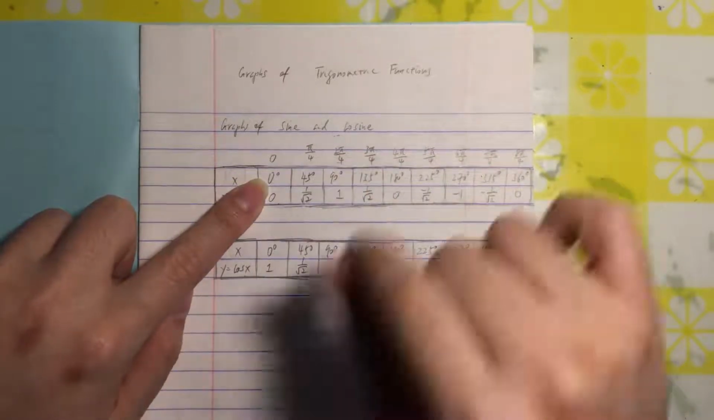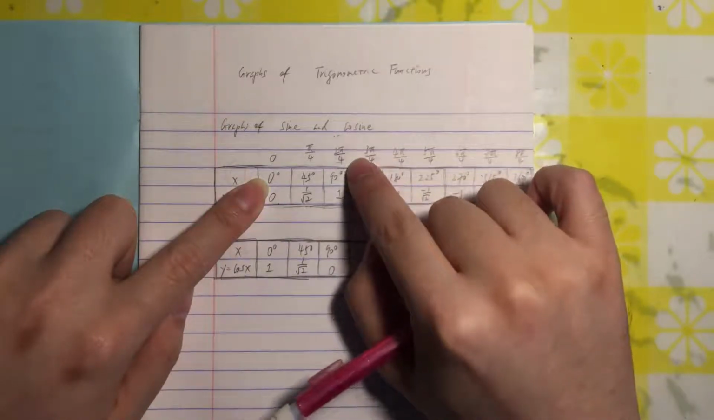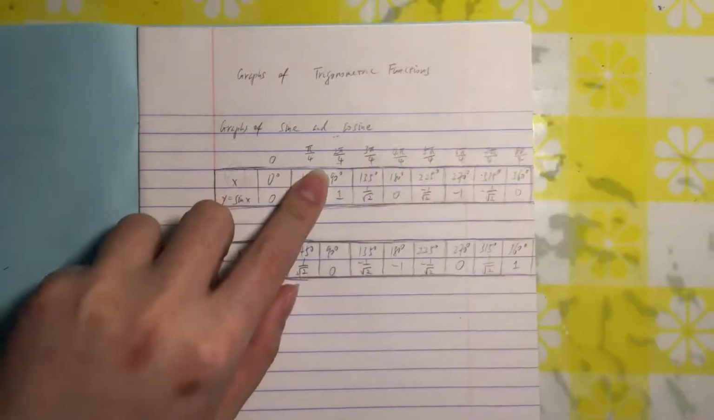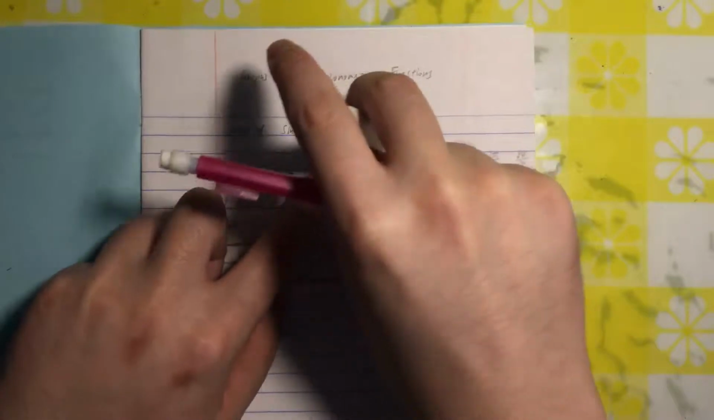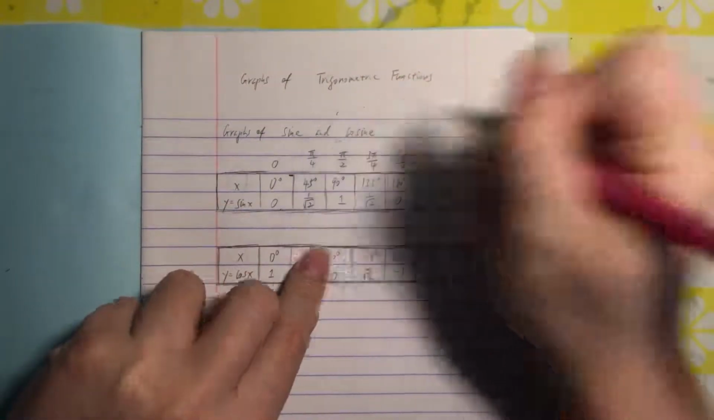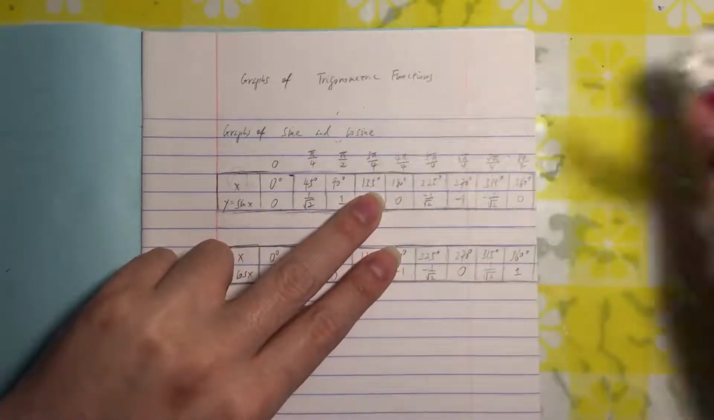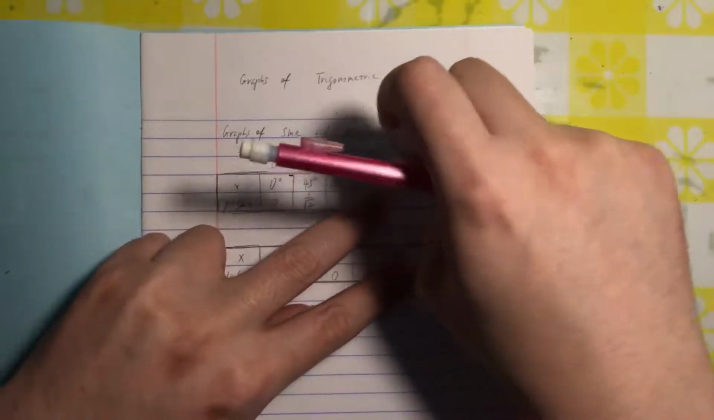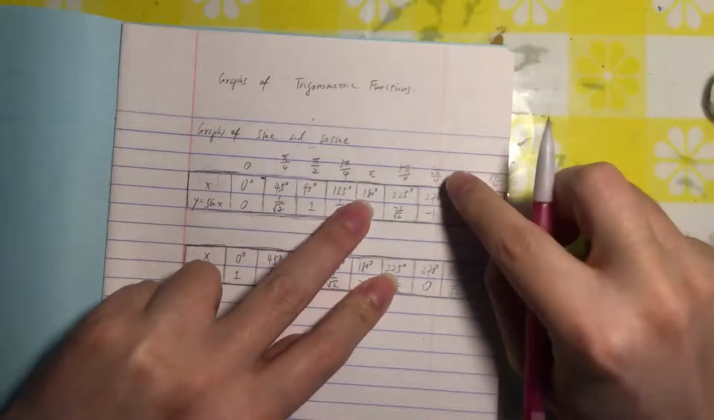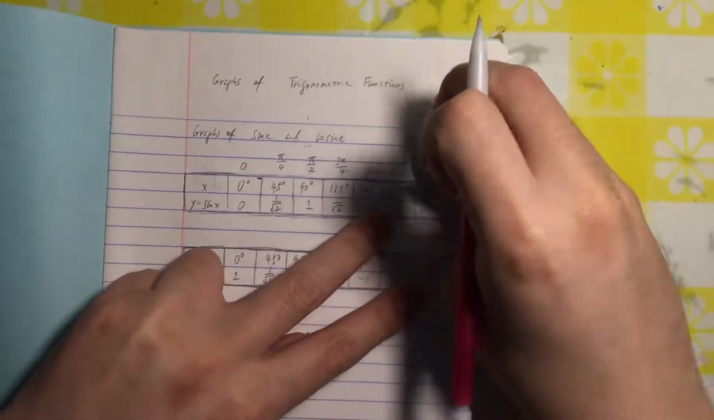Now simplify. 2 pi over 4 can be reduced: I can divide top and bottom by 2, and I get pi over 2. 2 pi over 4 is the same as pi over 2. 4 pi over 4, I can cancel 4 from top and bottom, I get pi. 4 pi over 4 is pi. 6 pi over 4, I can divide top and bottom by 2, and I get 3 pi over 2.